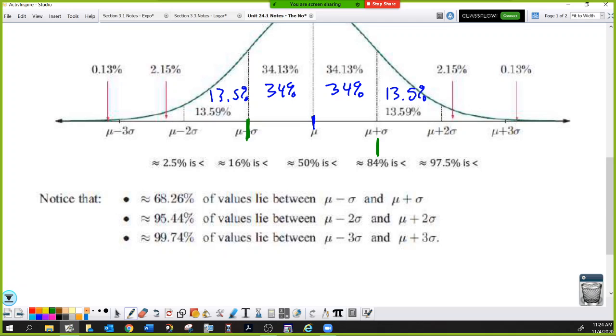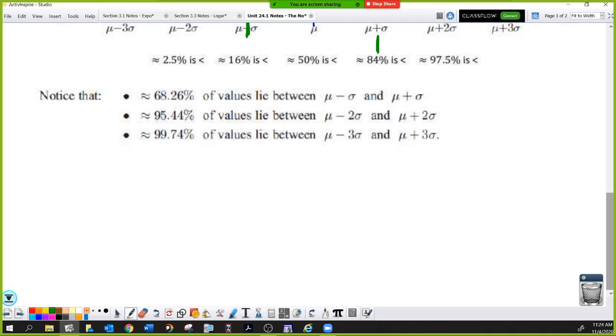So you were supposed to notice that 68 and change percent is between 1 standard deviation up or down. So mu plus or minus 1 sigma. Roughly 95% is plus or minus 2 standard deviations. And then 99.74% is between plus or minus 3 standard deviations. And that is why we don't have any number for 4 standard deviations, because technically plus or minus 4 standard deviations should cover 99.999999% of the data, something like that.